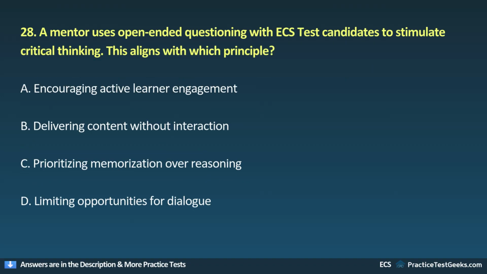28. A mentor uses open-ended questioning with ECS test candidates to stimulate critical thinking. This aligns with which principle? A. Encouraging active learner engagement. B. Delivering content without interaction. C. Prioritizing memorization over reasoning. D. Limiting opportunities for dialogue.